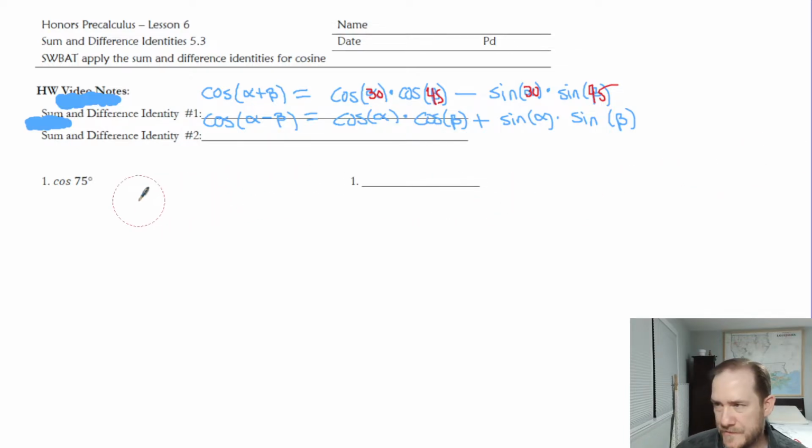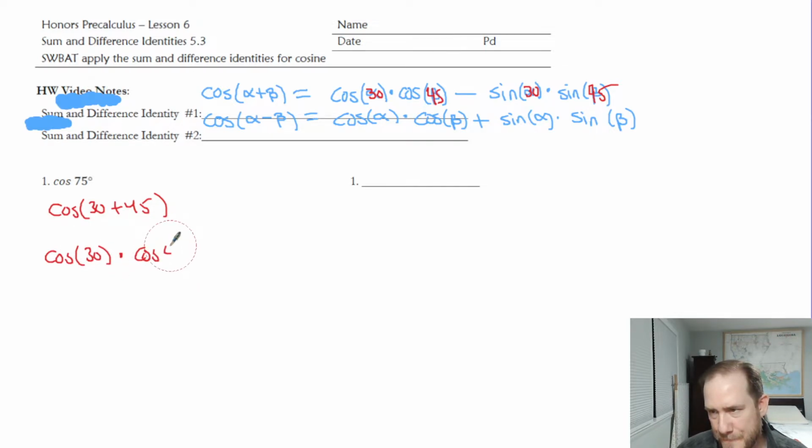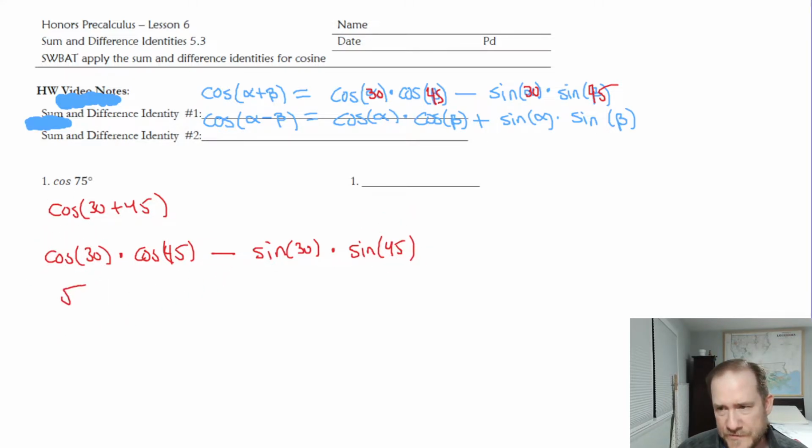break it down to a 30 and a 45, express it as a sum. Then our new identity kicks in. You're going to do cosine 30 times cosine 45. And since we're doing a sum, we'll do a difference now, and we'll do the sine of 30 times the sine of 45. So cosine 30 is root 3 over 2, and cosine 45 is root 2 over 2. This will be 1/2 root 2 over 2.